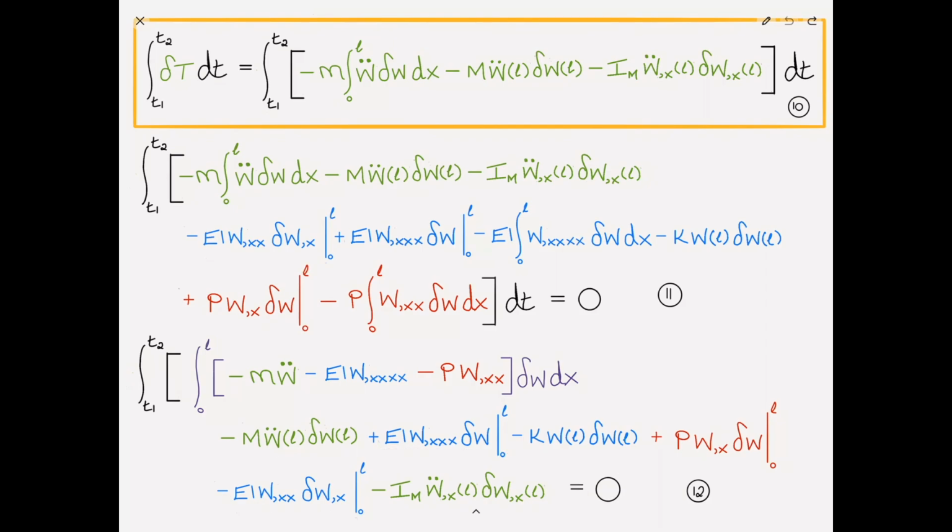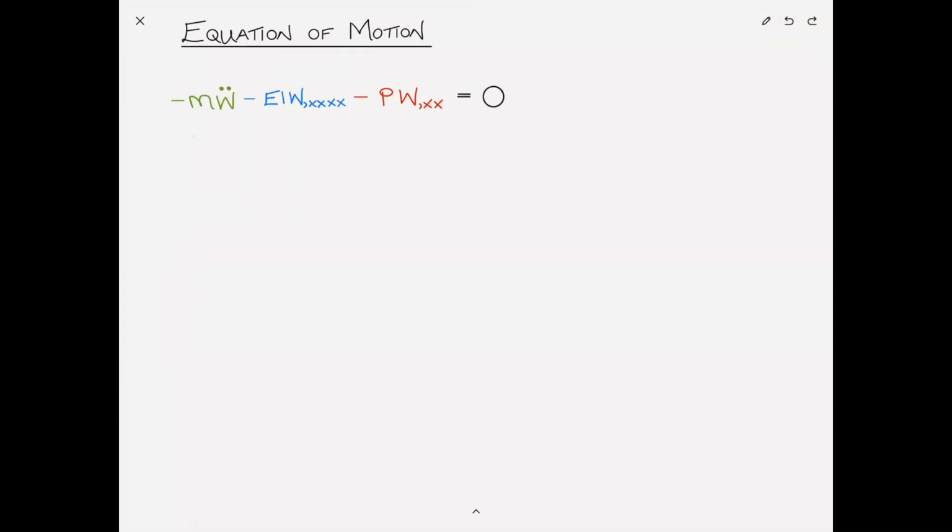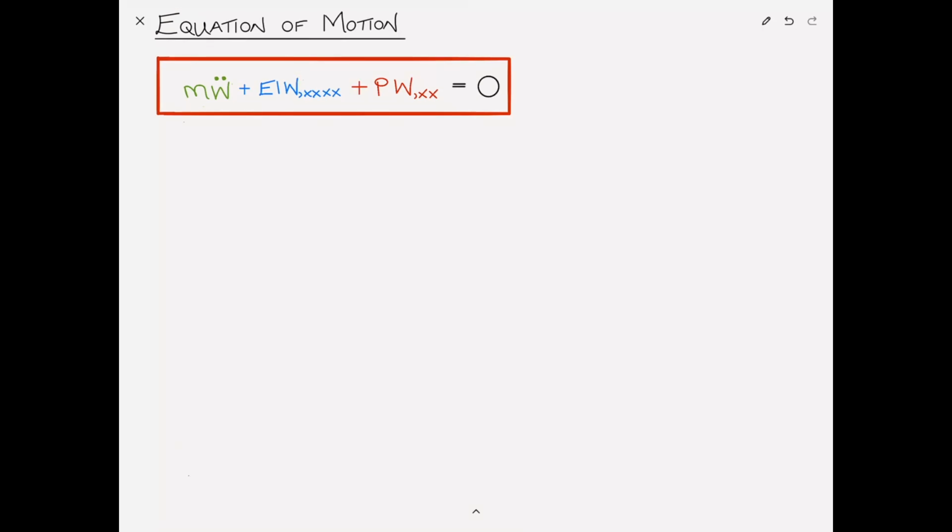Starting off with the equations of motion, we invoke the fundamental lemma of the calculus of variations, which tells us that because del w is arbitrary, therefore everything multiplying del w must be 0. Okay, so the equation of motion is that minus m w double dot minus EI w comma xxxx minus P w comma xx is equal to 0. Now obviously, since each term is negative, I can multiply each of them by minus 1, and in doing so just flip the signs of each. And so the signs become positive. We'll call this number 13.